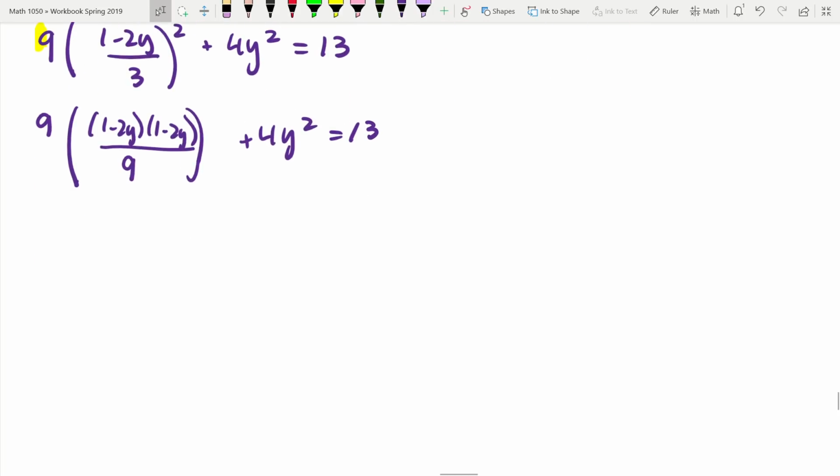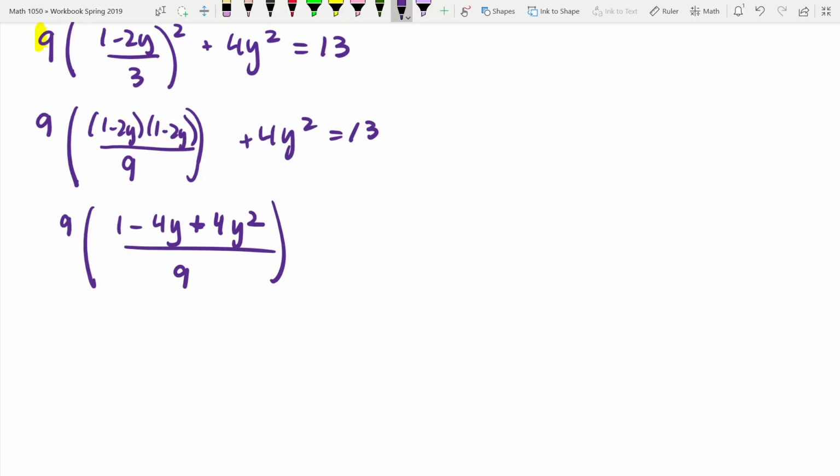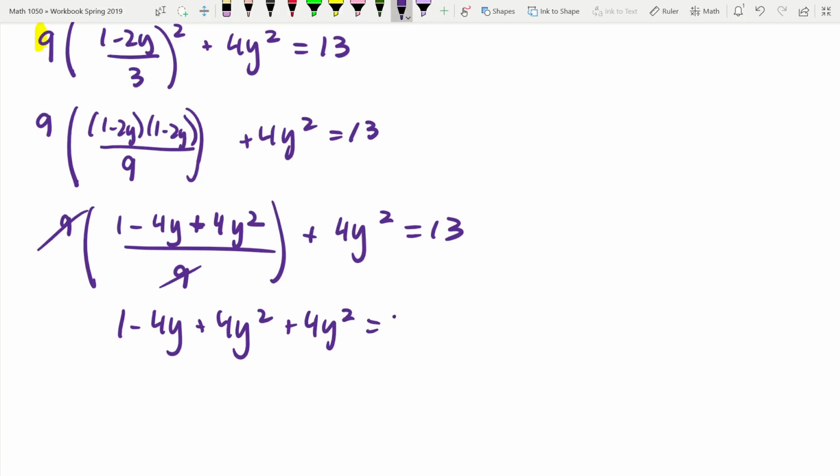Now on the inside, I'm going to FOIL those. So I have a 9, and then I have (1 minus 4y plus 4y squared) all over 9. 1 minus 2y times 1 minus 2y is 1 minus 4y plus 4y squared. Then I have plus 4y squared equals 13. Well, it looks terrible, but it actually ends up okay because look what happens, those 9's cancel. So then you have 1 minus 4y plus 4y squared plus 4y squared is equal to 13.